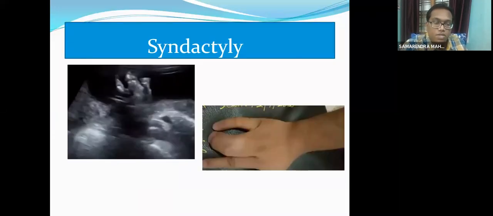This is a case of syndactyly, where fusion of the soft tissue is happening. The image on the left side shows two fingers fused, but it is soft tissue fusion; bony fusion is not there. And the right image shows fusion of the third and fourth fingers; the little finger is normal. And whenever there is syndactyly, some degree of deviation of the fingers will be there.